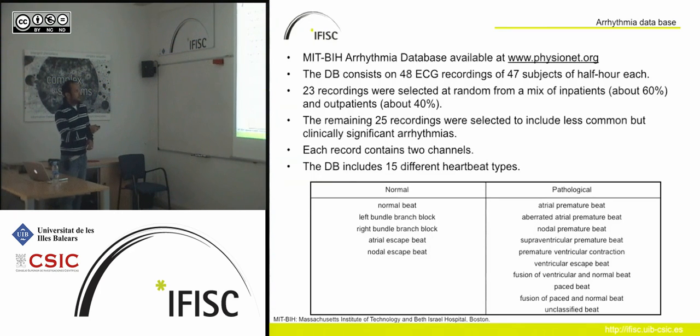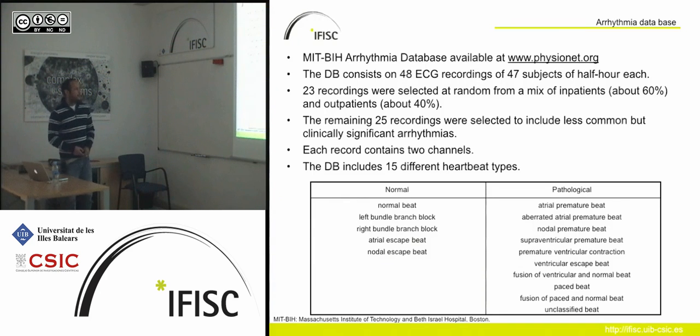This database contains 48 recordings, but only 47 subjects. These subjects were taken randomly from a huge database. 23 of them were selected between inpatients and outpatients, and the other 25 were taken carefully in order to include less common pathologies in the database. But these pathologies are still significant in the clinical environment. Each one of the records contains 2 channels, so we only have 2 electrodes in each one of them. And if we check the whole database, we are going to find 15 different types of heartbeats.